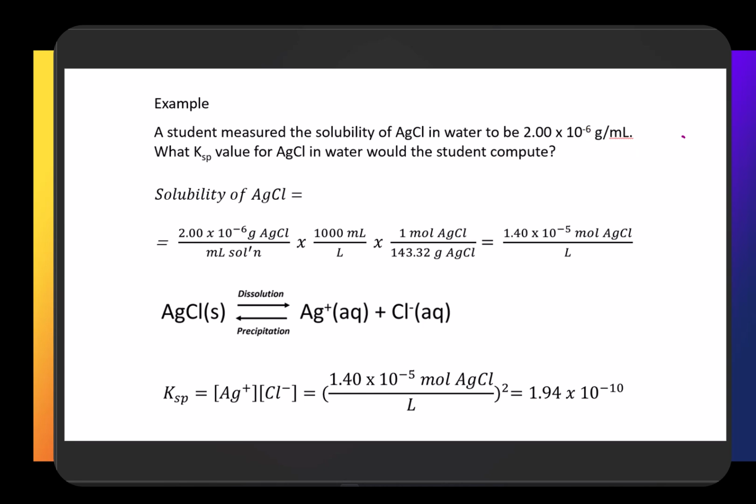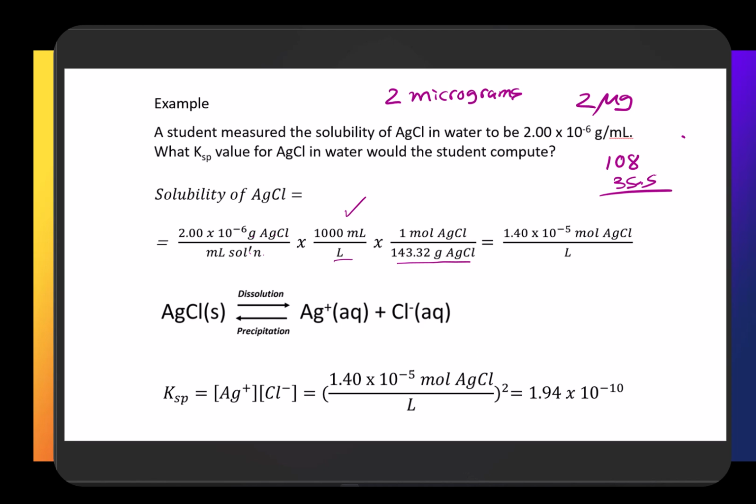But for that calculation, if we know that the solubility of silver chloride is 2 times 10 to the negative 6 grams per mil of solution, we're going to convert mils to liters using this conversion factor. That'll put liters in the denominator. Then we compute the molar mass of silver chloride. Silver, there on the periodic chart, toward the middle on the right side, looks like its atomic weight is around 108. Chlorine, you probably know, around 35.5. We add those up, and exactly, we get 143.32 grams per mole.